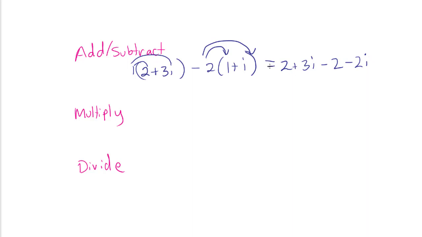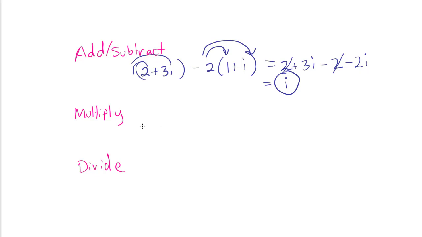Now I can combine like terms. My i terms are unlike my constants, but I can combine them each individually. 2 minus 2 cancels out. 3i minus 2i becomes 1i, or i. That's the answer to how I add or subtract. Simply speaking, I distribute, I treat them just like we would another variable. There's nothing unusual about adding or subtracting complex numbers.